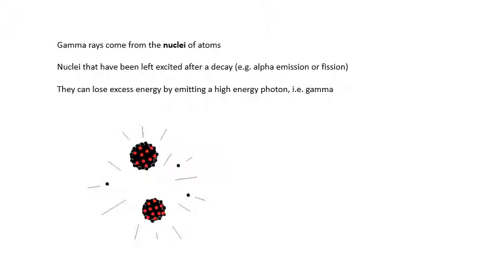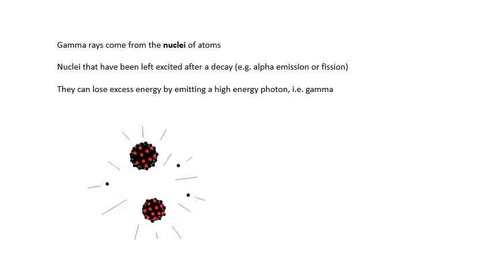Gamma rays, need to know a little bit more about them. Gamma rays come from the nuclei of atoms. After an atom has decayed, it usually has a bit more energy than it should have. It's not in its ground state, and it wants to get rid of this energy, and it does so by emitting a gamma photon, which is a high frequency photon, a packet of energy.